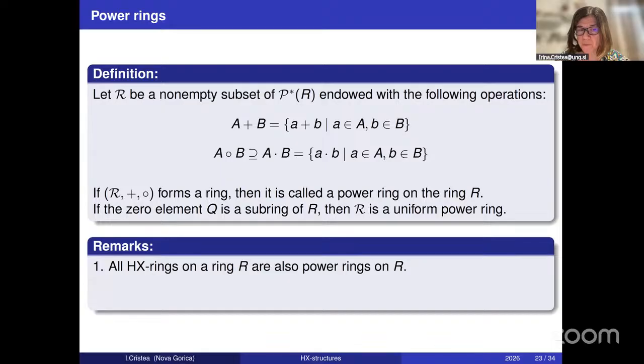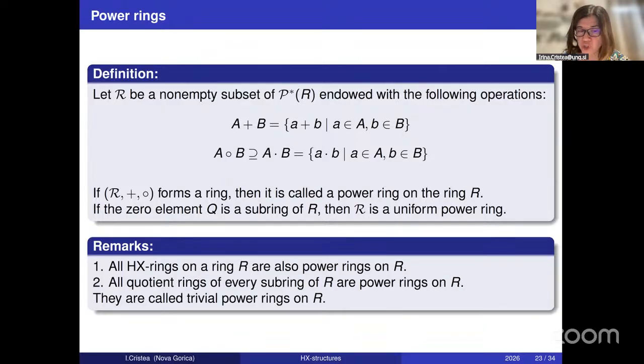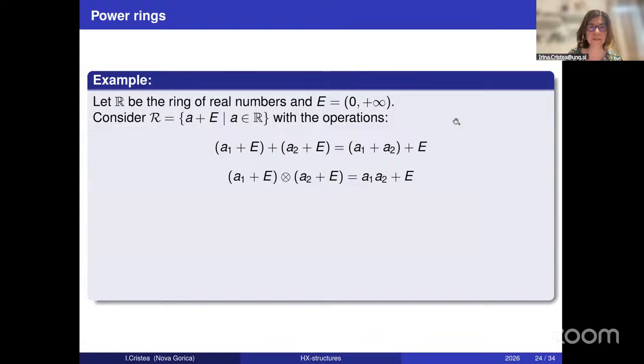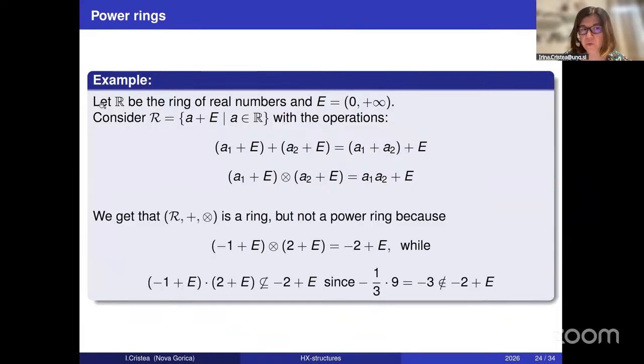What is the relationship between these two structures? All HX rings are also power rings, and all quotient rings of every subring are power rings on R. These are again called trivial power rings, and they were not considered in the other studies. But I would like to introduce some examples. So you see here I start with the ring of real numbers, and E is the open interval from 0 to plus infinity.